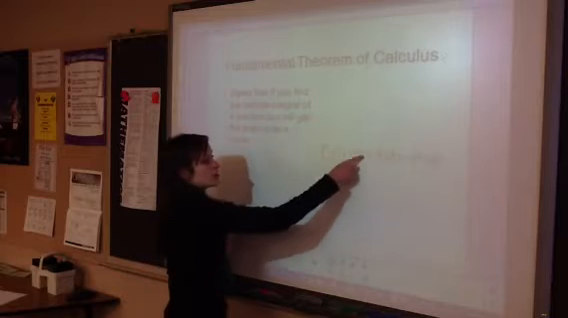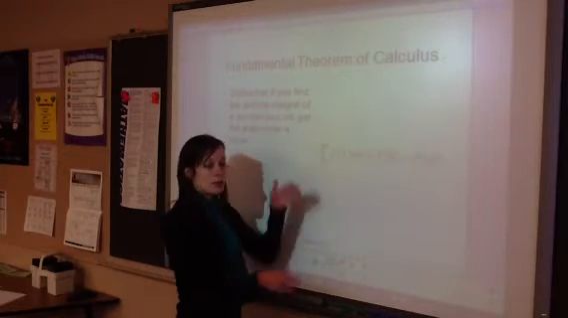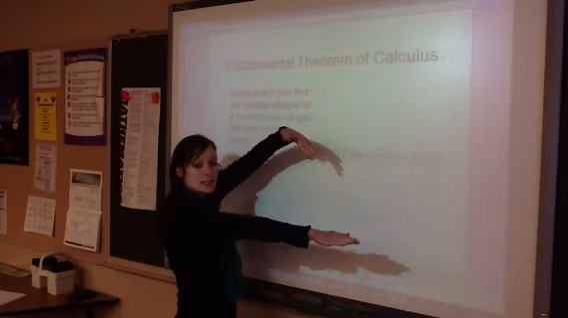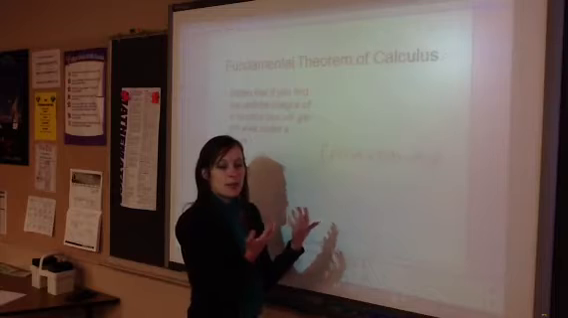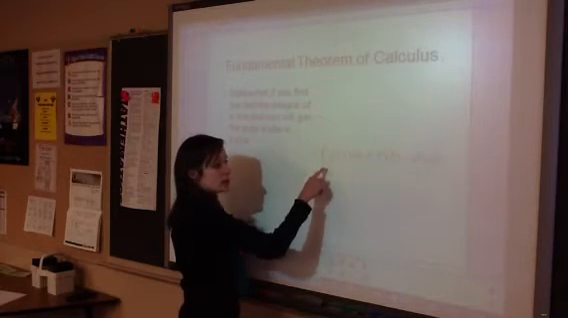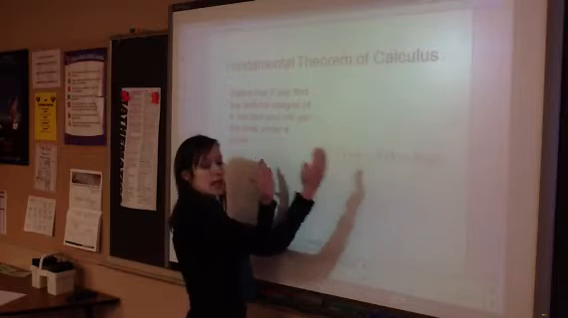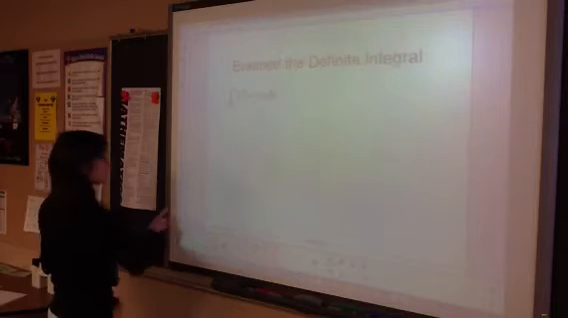So if this is our function and it's the curve, and we want to find the area between the curve and the x-axis, we can do so by finding the antiderivative and then plugging in those values here from x to x when it wants us to go through. So let's try some examples.